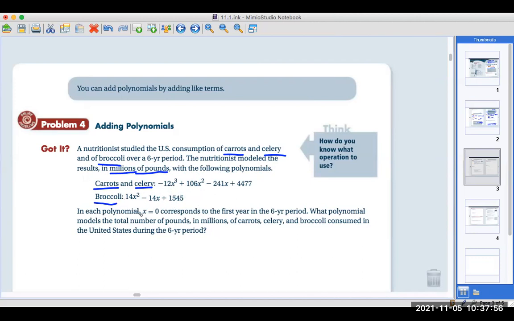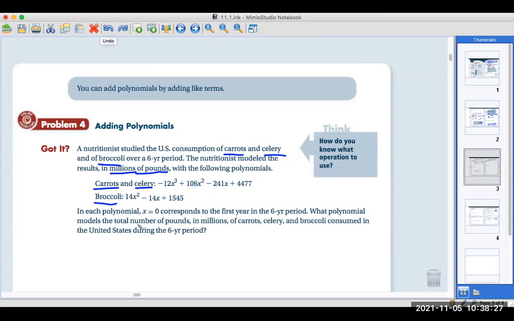Okay, in each polynomial, x equals 0 corresponds to the first year in the six-year period. So if you plug in 0 for x, this goes away, this goes away, this goes away. All you're left with is a constant. That tells you we had 4,477 millions of pounds of carrots and celery eaten when they started the test. So that's what that means, okay?